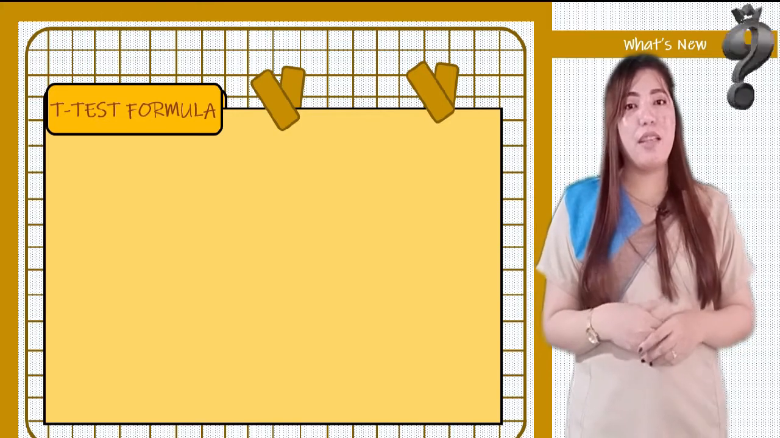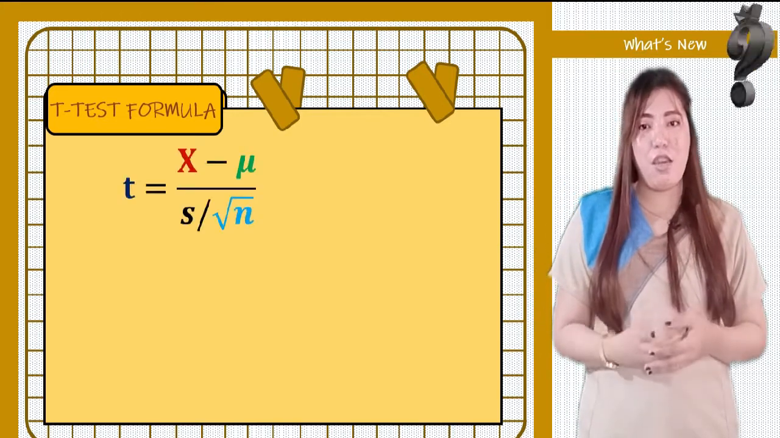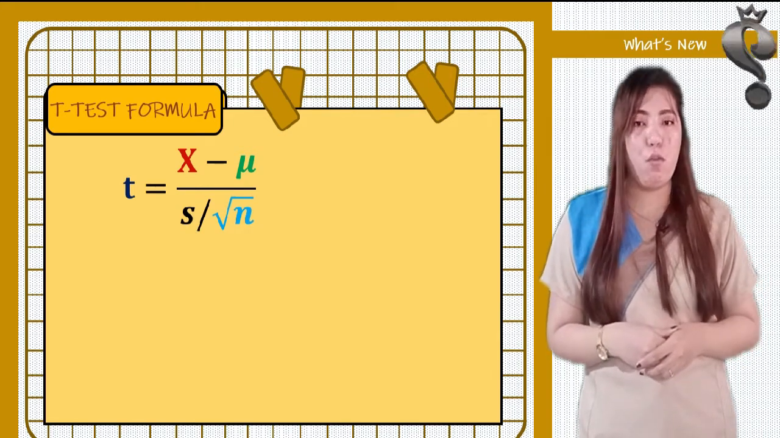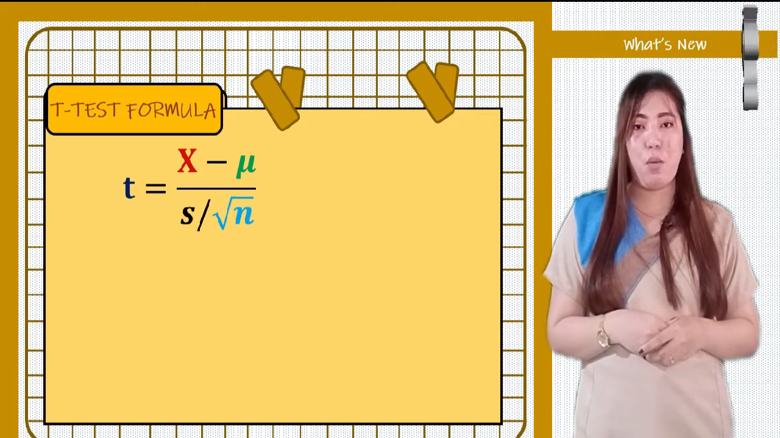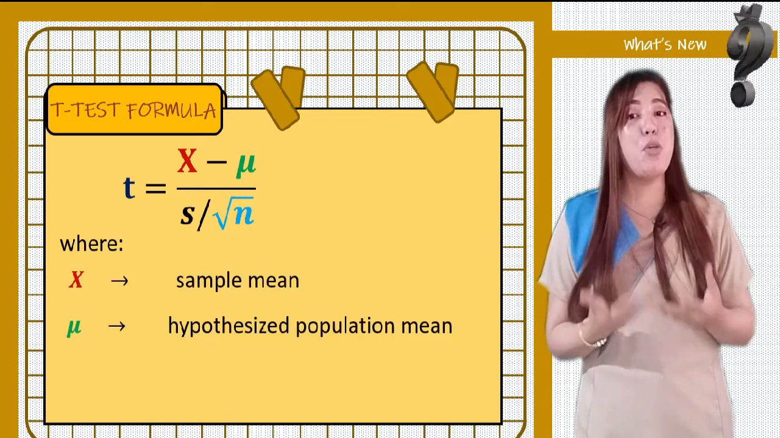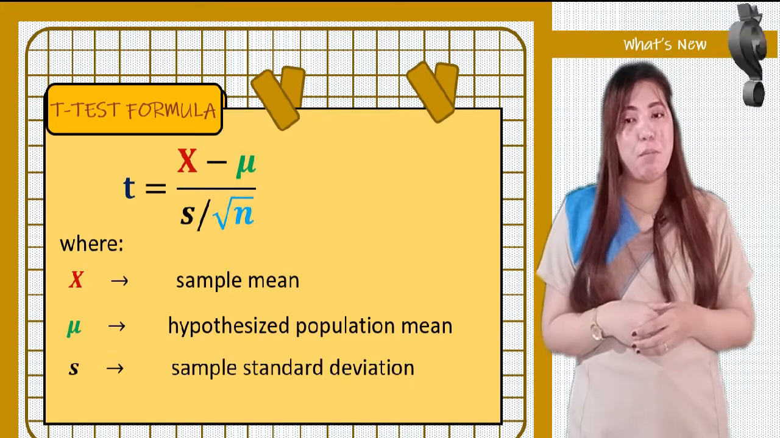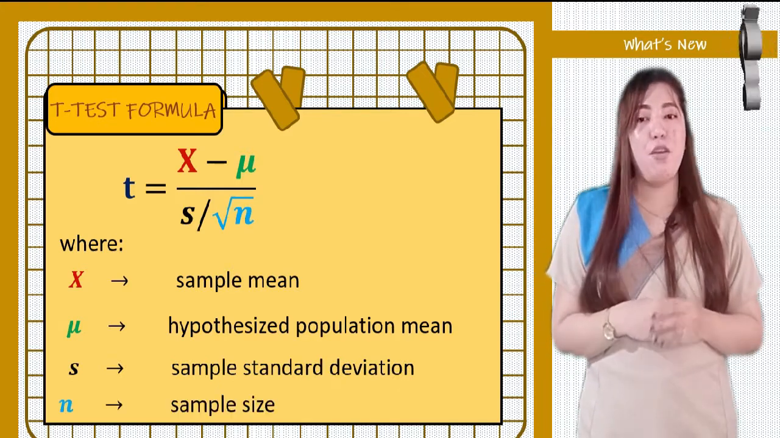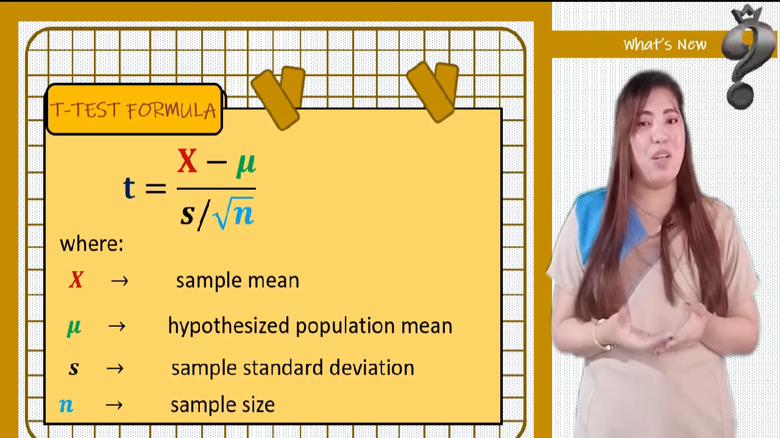The formula for the t-test statistic is given by t is equal to x minus mu all over s divided by square root of n, where x is the sample mean, mu is the hypothesized population mean, s is the sample standard deviation, and of course, n is the sample size.